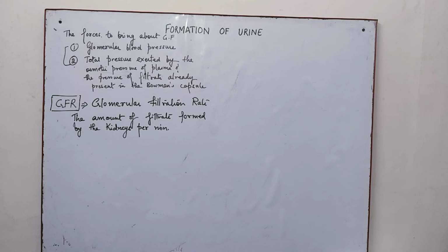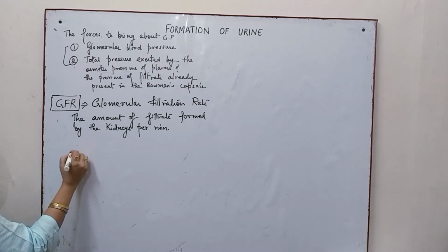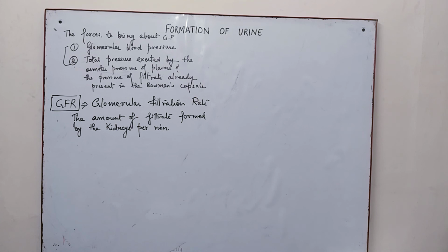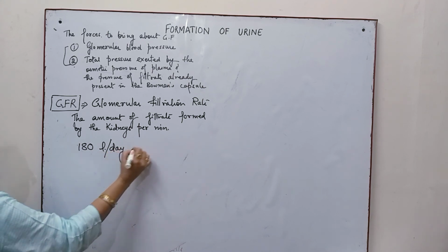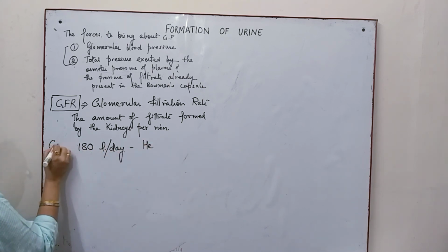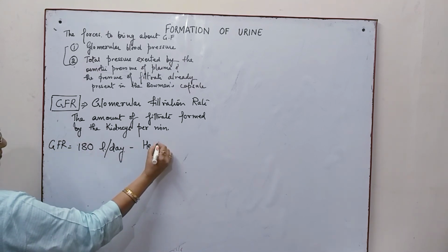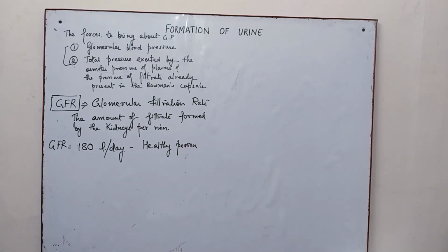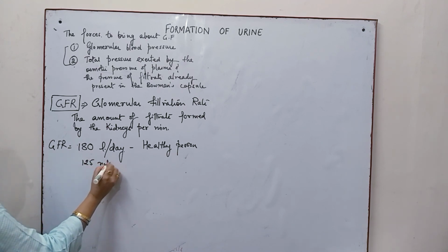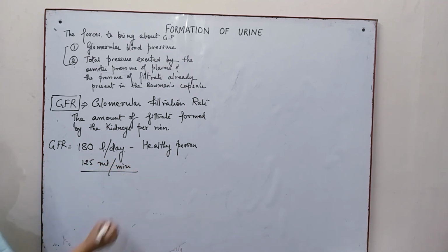Now coming to the GFR, it is an important factor. The GFR of a healthy person comes out to be around 180 liters per day. That is, the GFR for a healthy person is around 125 milliliters per minute. That is the rate of the filtration of the blood by the kidneys.